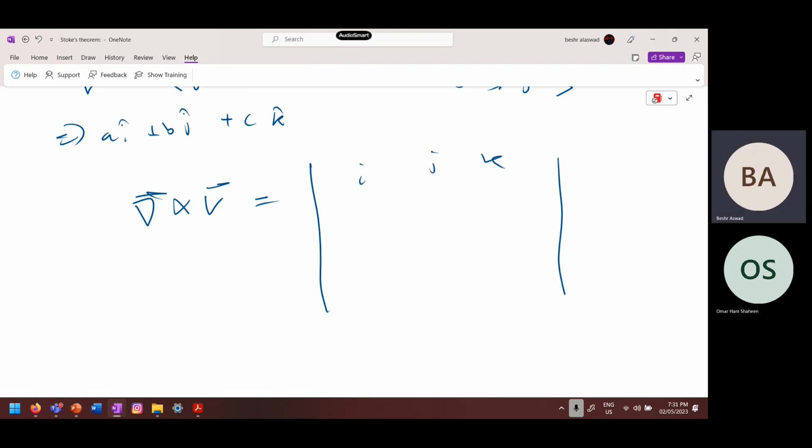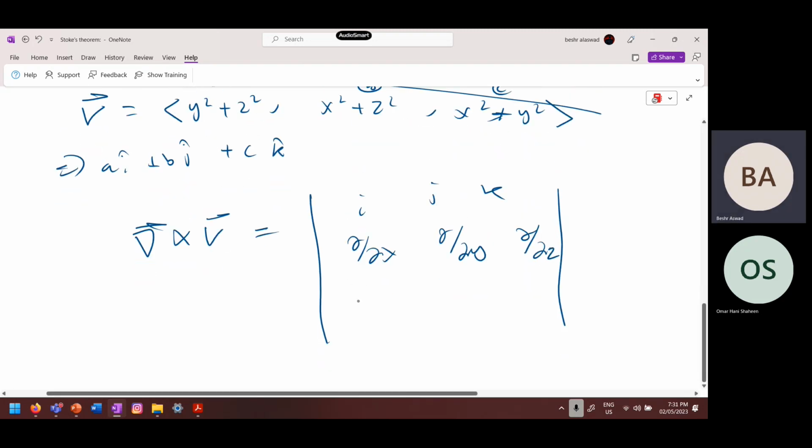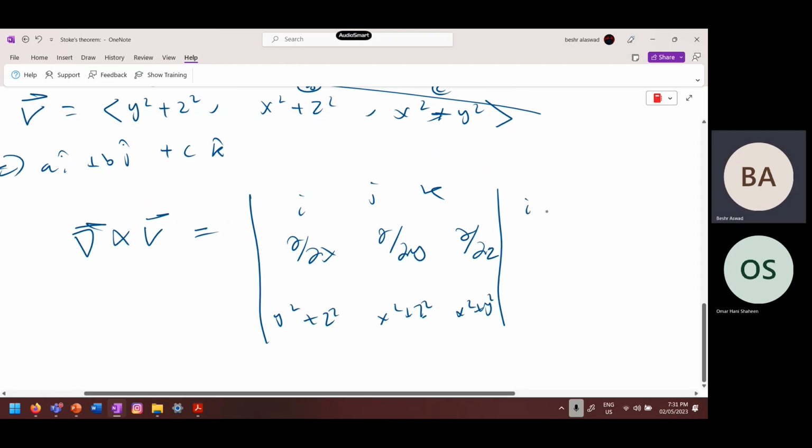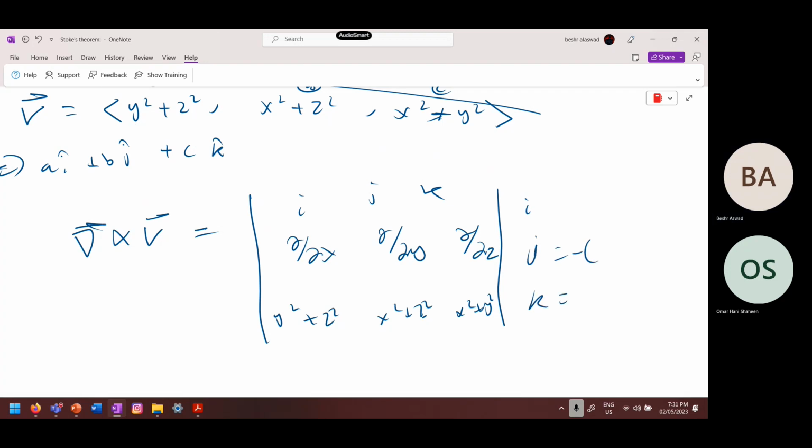I, j, k, partial over partial x, partial over partial y, partial over partial z. And this one here is just copying this here: y squared plus z squared, x squared plus z squared, and x squared plus y squared. So for the I, j, k, okay, let's start with I.